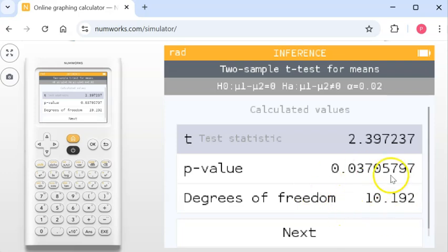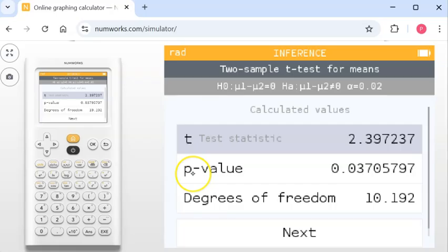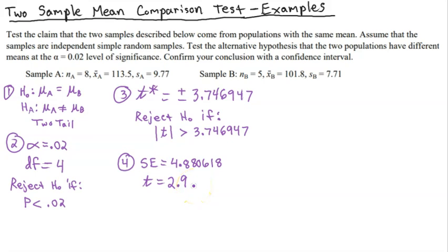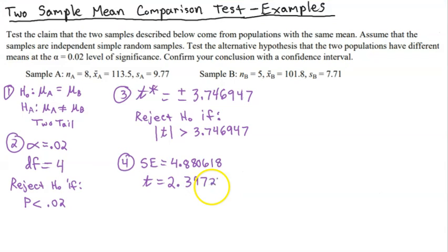Remember, we ignore these other things. We just need our test statistic, 2.397237. Okay. And now, based on this t statistic, we're going to go identify our p-value.